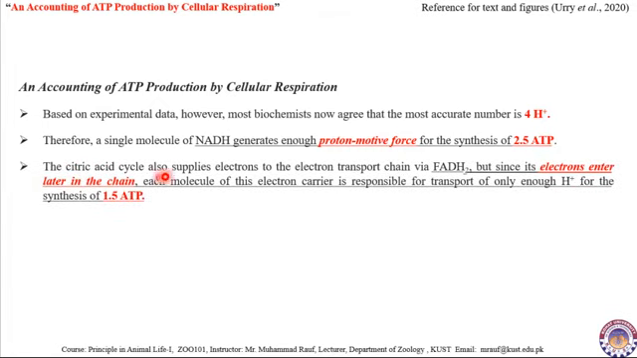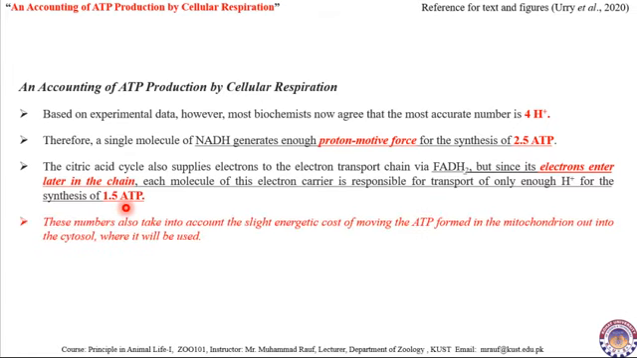The citric acid cycle also supplies electrons to the electron transport chain via FADH2, but since FADH2 enters complex 2, it only draws 6 protons into the intermembrane space, and as a result a single FADH2 molecule only helps in the synthesis of 1.5 ATP molecules.